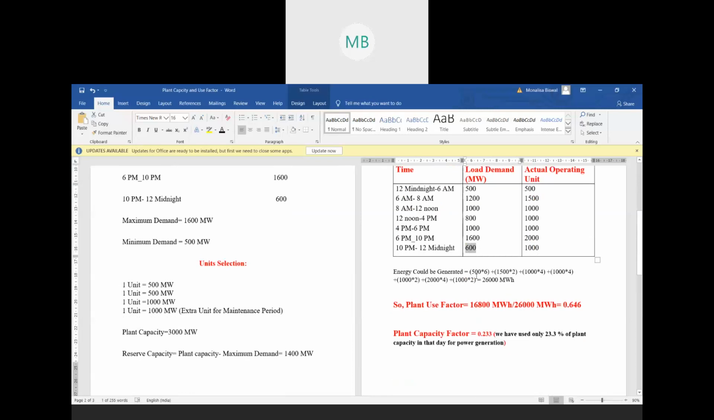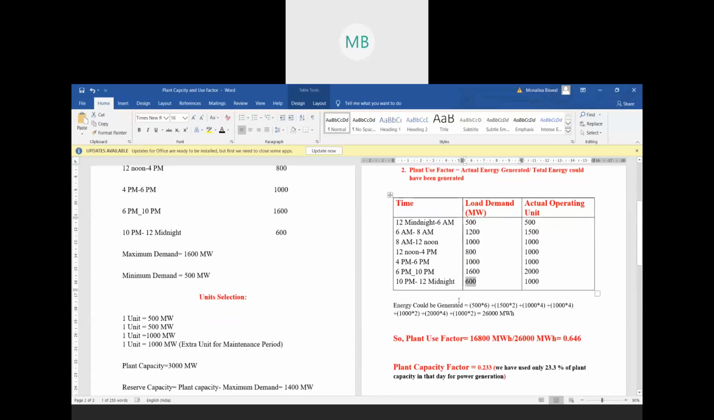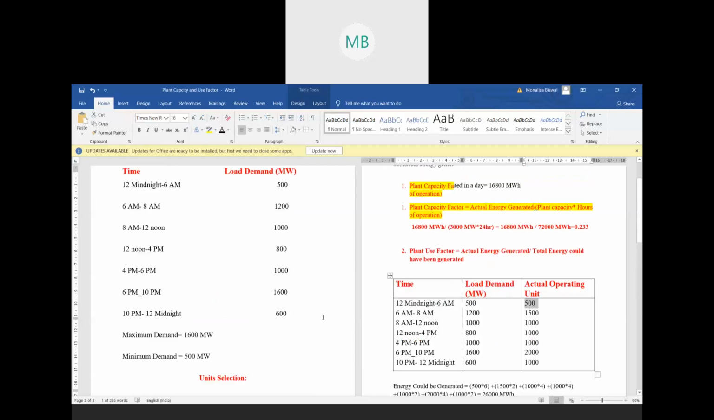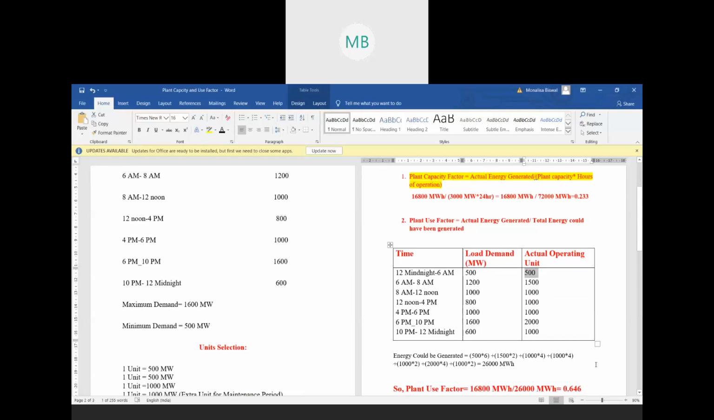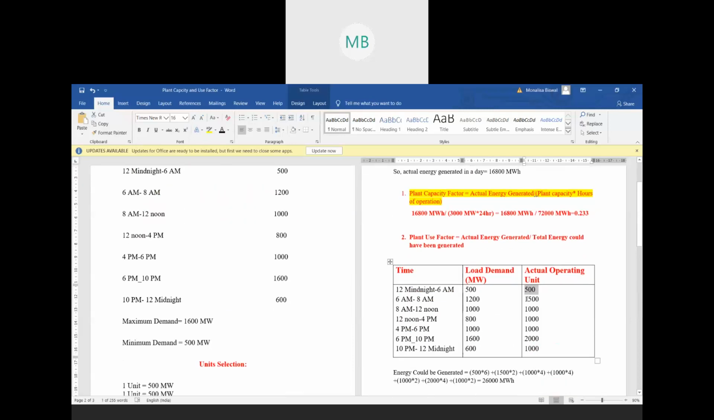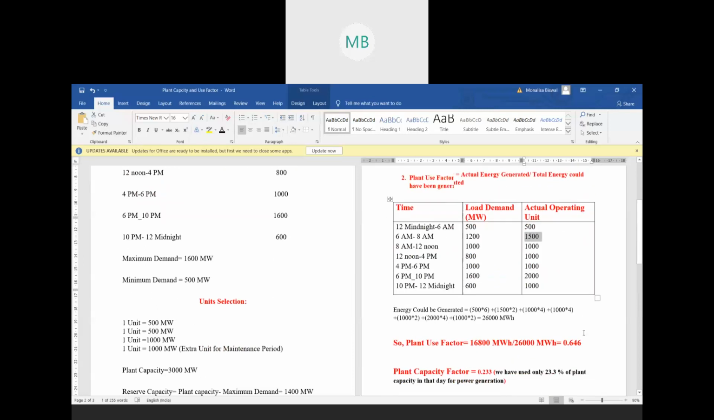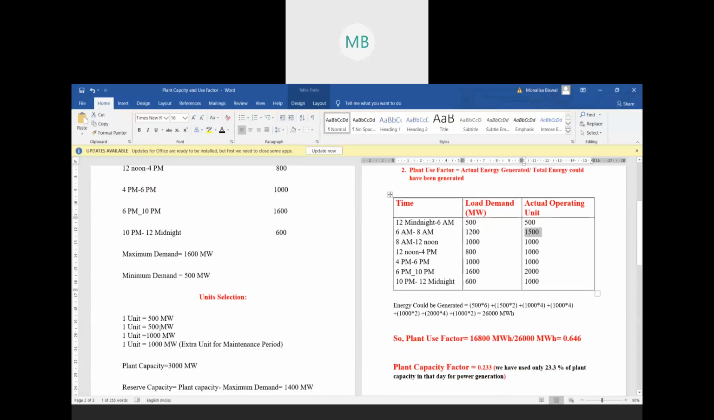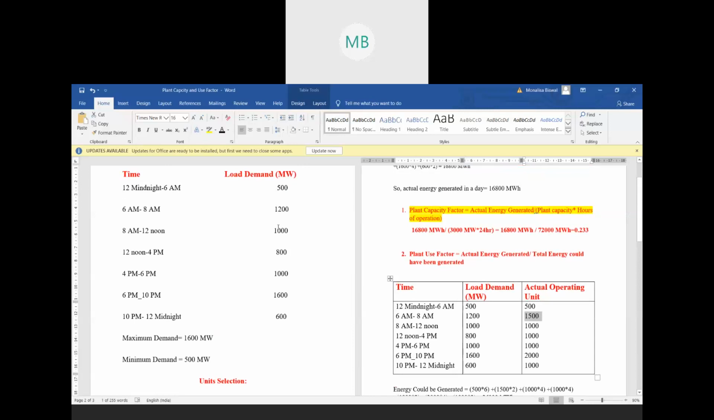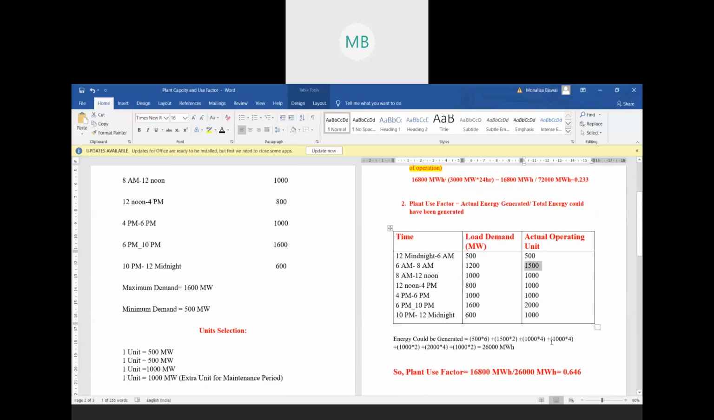But the energy that could have been generated during the time period will be 500 into 6, where 6 is the hours of operation. Then again 1500, because the total units of operation during the time period will be two units, one of 1000 and the second of 500 megawatt. Although my demand is 1200 megawatt, I could have generated 1500 megawatt during the time period. So the energy that could have been generated will be 1500 into 2, then 1000 into 2 plus 1000 into 4, then 1000 into 2, then 2000.